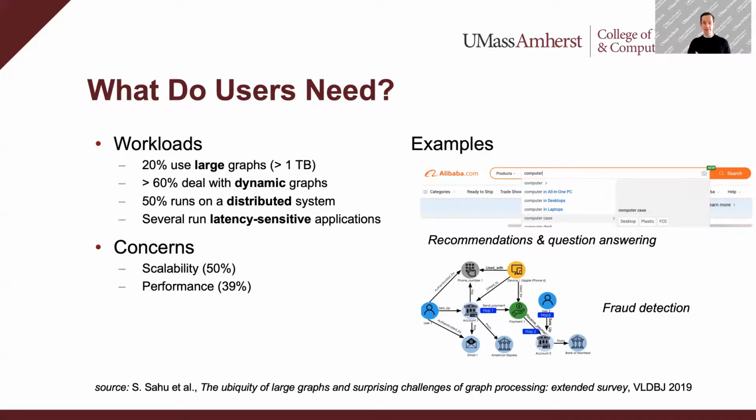Examples of applications with these characteristics are recommendations and question answering. Companies like Alibaba, Amazon and Pinterest use graphs for recommendation and question answering, and in some cases they need to query the graph with very low latency. A similar example is fraud detection: financial institutions or even online stores have a graph of financial transactions, and they need to detect patterns in this graph that denote potential frauds.